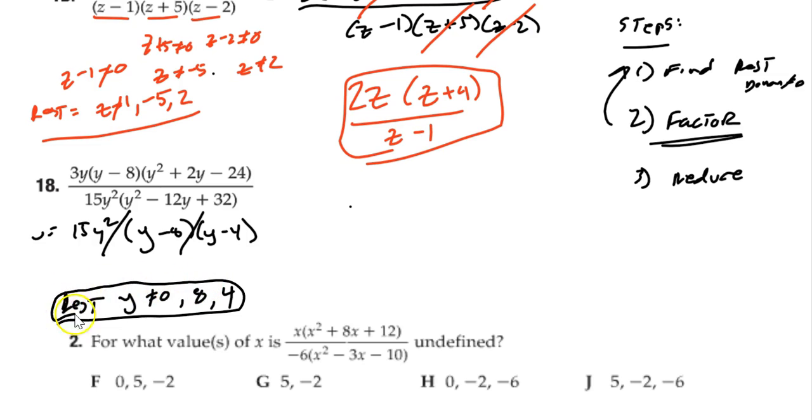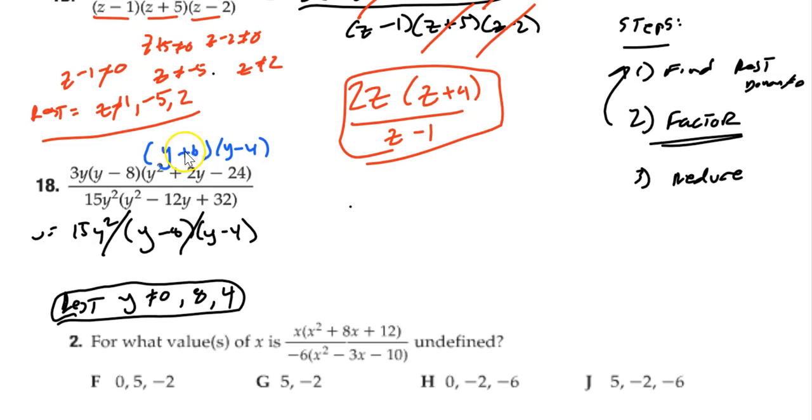It can't be 0, 8, or 4, because any one of those would cause this to not exist, because you can't divide by 0. Now let's factor the top. Same idea here. I need two things that multiply to get negative 24, so different signs, that add to get 2, so that is 6 and 4. So it's going to be (y + 6)(y - 4). Remember, negative 24 should be different signs, and the middle one is positive, so the bigger number should be positive. So I have all this.